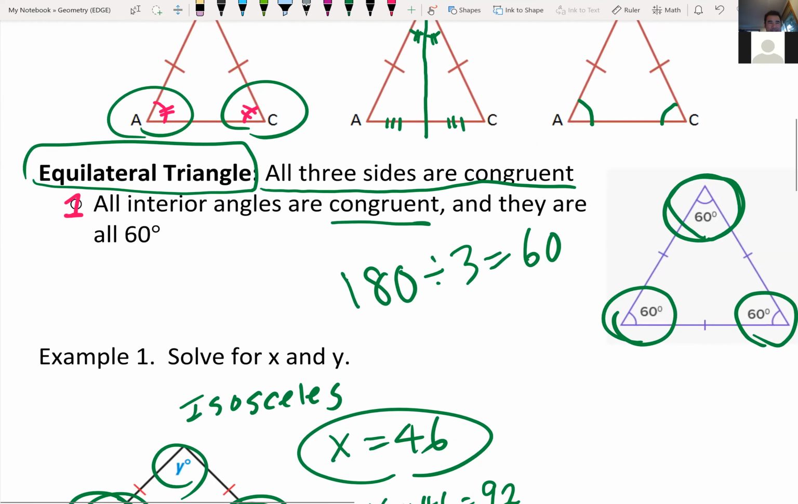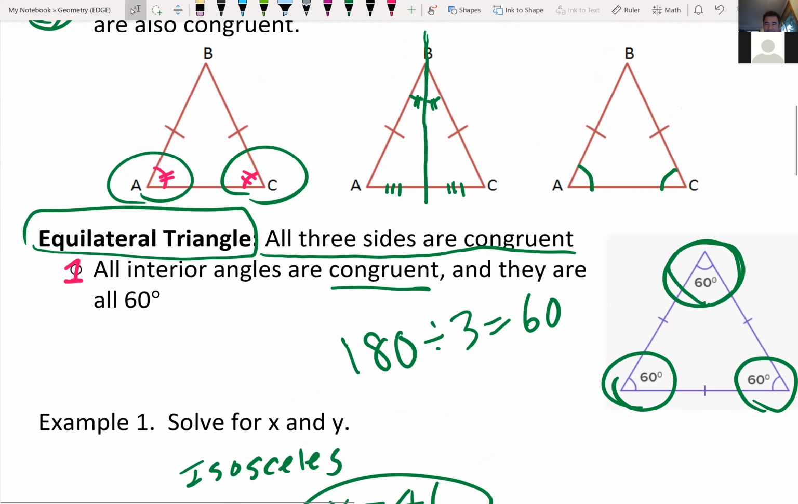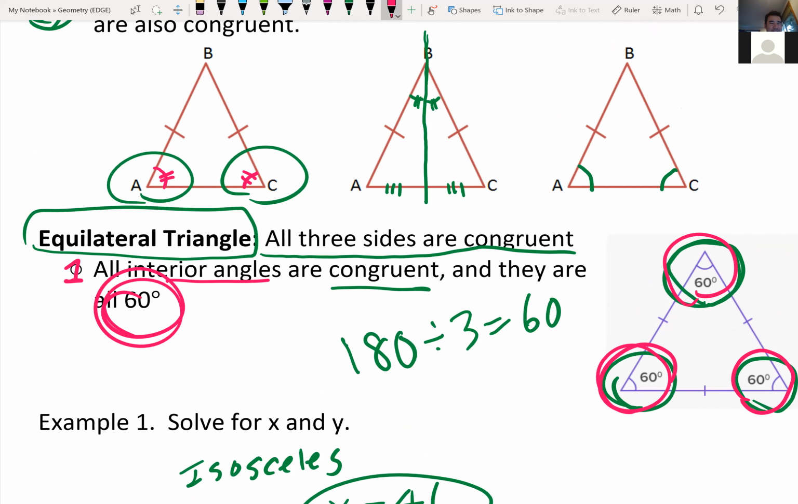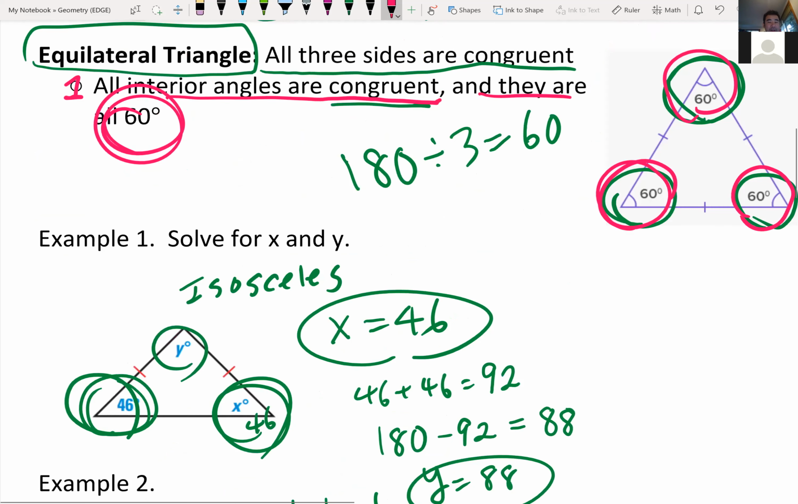Right here. What do you know about the angle measurements? Each angle has to be 60 degrees. Interior angles are congruent and they are all 60 degrees each. 60, 60, 60. That's an equilateral triangle.